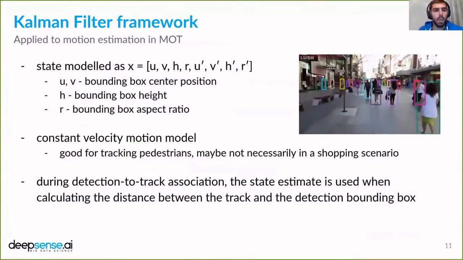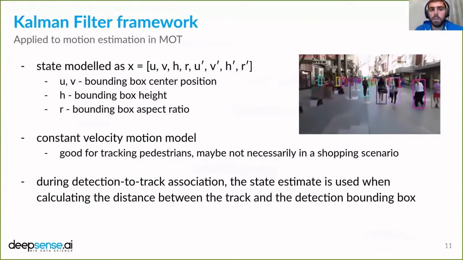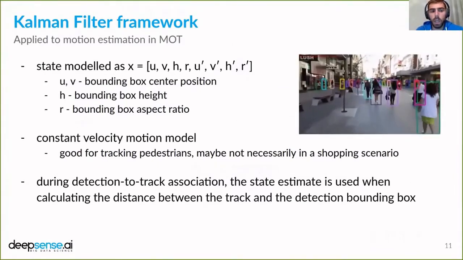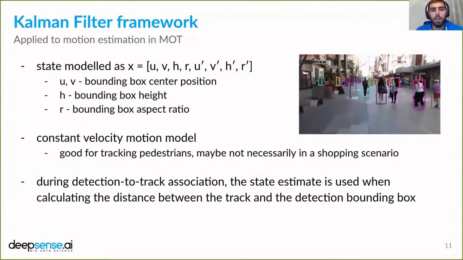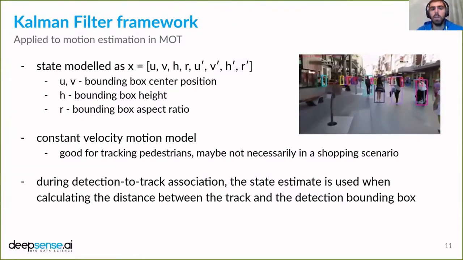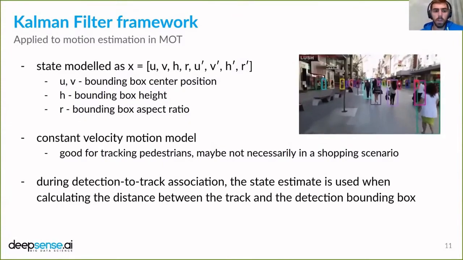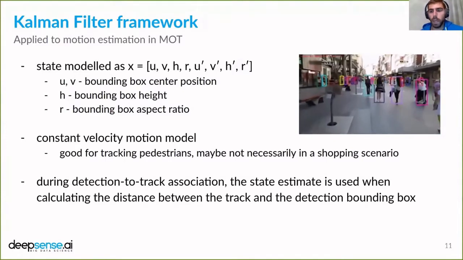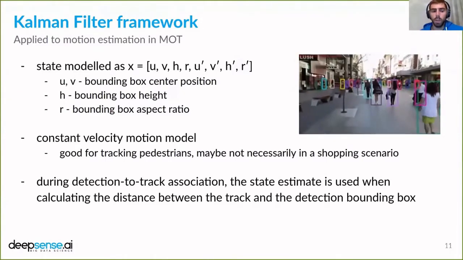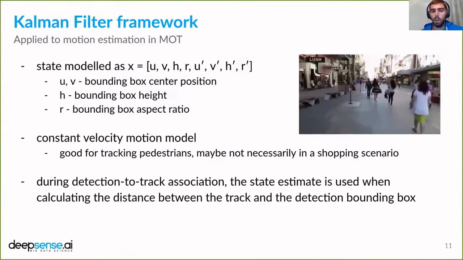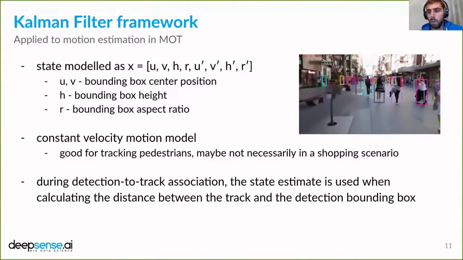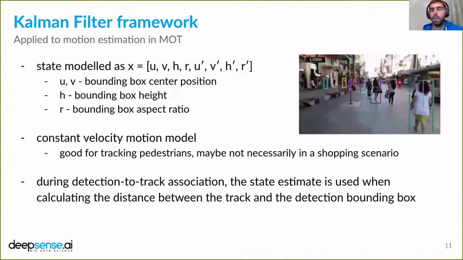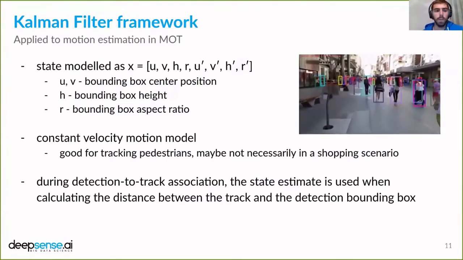When applying the Kalman filter framework to motion estimation in MOT, it's typical to model the state as an 8-dimensional vector, where two coordinates represent the bounding box center position, another coordinate represents the height of the bounding box, and the fourth one is for the aspect ratio. The following four are the first derivatives of the first four parameters. And there is one state vector for each tracked object.